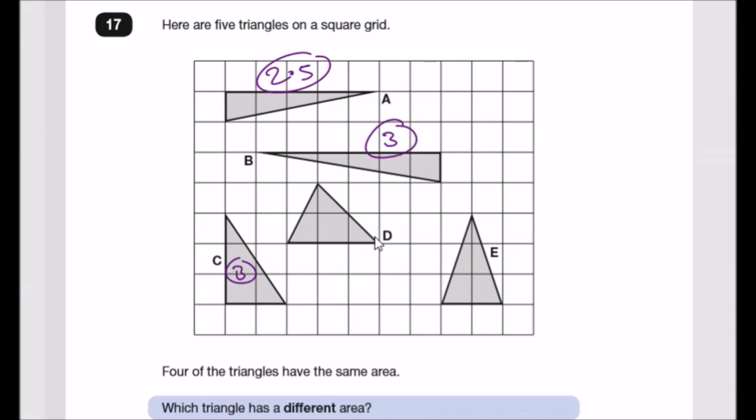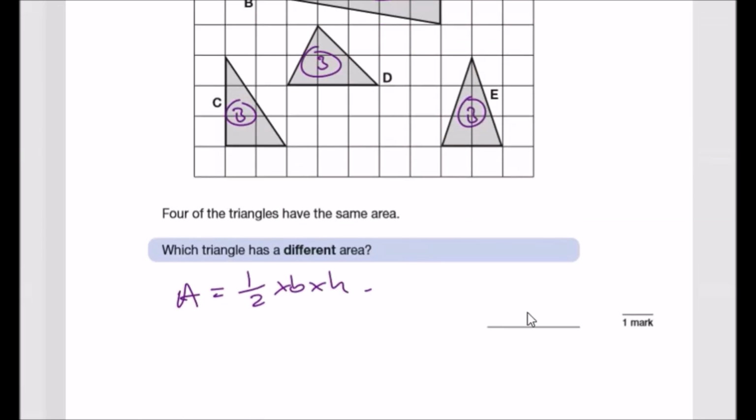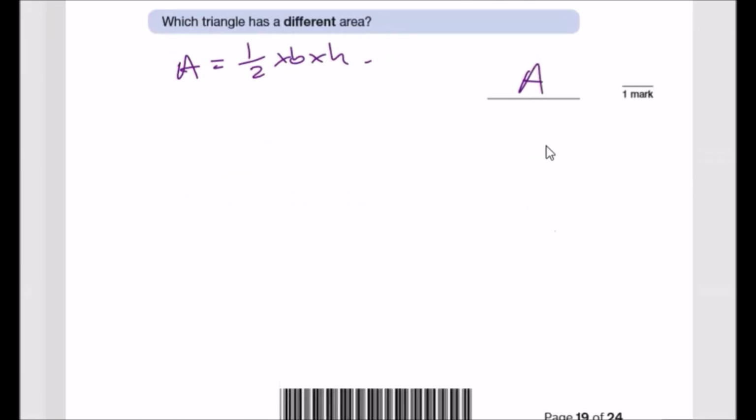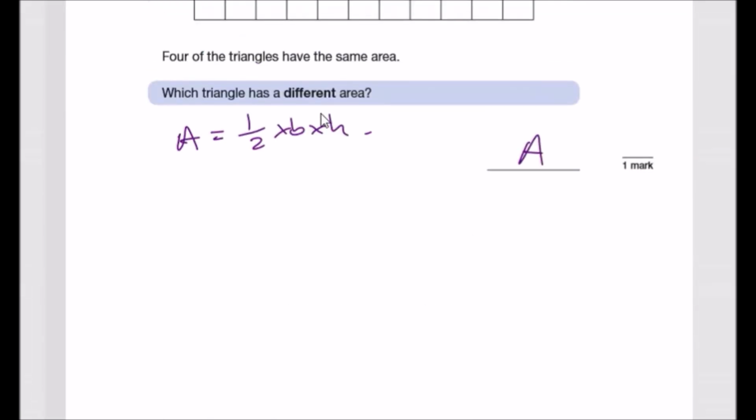Same thing for D. 3 across, 2 up, so 6. Half of 6 is 3. 2 across, 3 up, half of it is 3. So it must be A. Nice. So actually we got this right in the beginning. Is it just the letter, right?